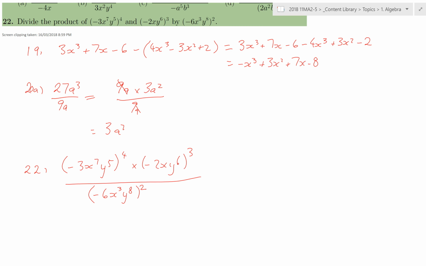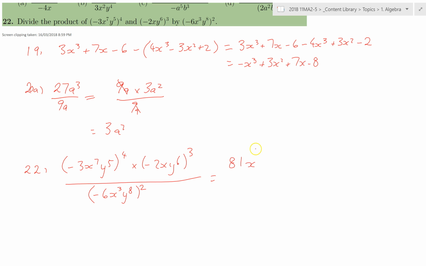Now, we are going to expand these before we multiply them together. Are we? Yeah, I guess we are. Now, negative 3 to the power of 4. Well, that's a bit like, we're going to square it and then square it again. So if I square that, I get positive 9. 9 squared is 81. I get 81.